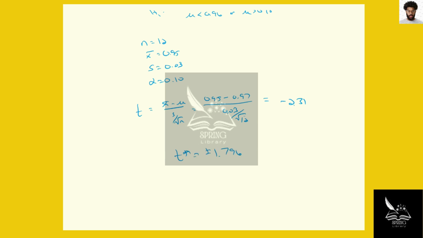And then we compare the test statistic with the critical value. Since negative 2.31 is less than negative 1.796, we can reject the null hypothesis. There is enough evidence to conclude that the average purity of the products is outside the claimed range.